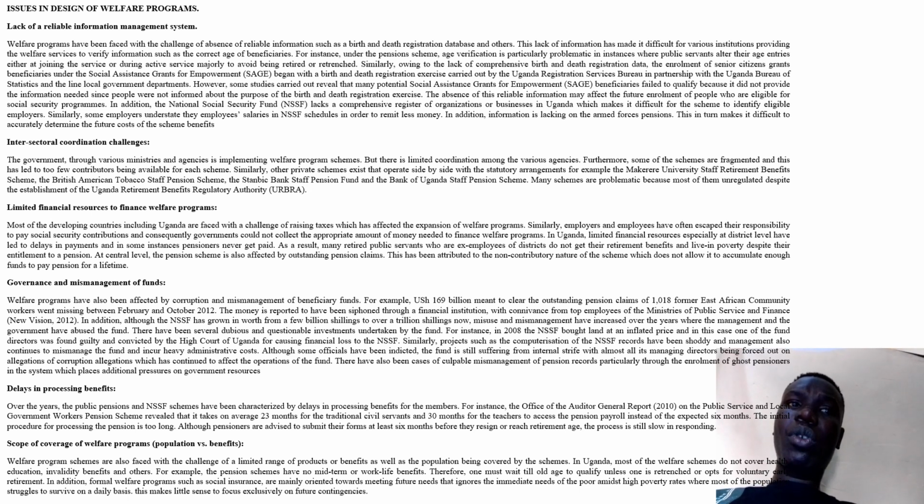That is one issue. Another issue is intersectoral coordination challenges. This one affects them because the private schemes also bring their own arrangements. For example, Makerere University Staff Retirement Benefit Scheme. But these schemes might be an issue because most of them are unregulated, despite the existence of Uganda Retirement Benefits Regulatory Authority. So you find they are not coordinated. The private people are not coordinated with the government welfare program schemes also.